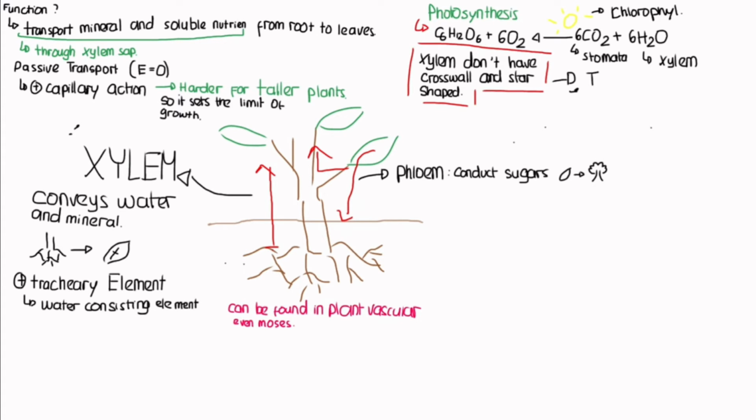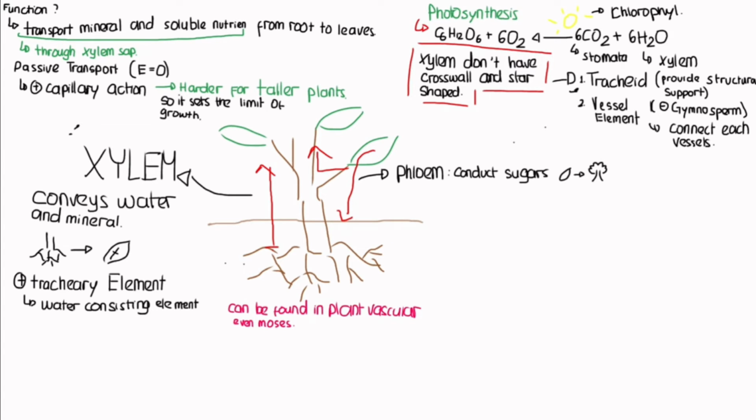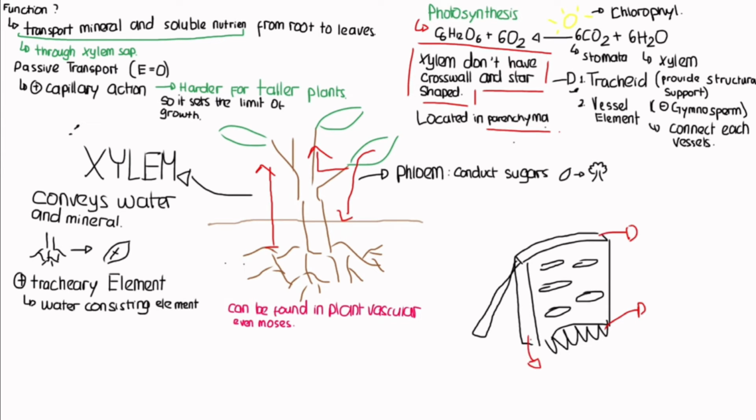Xylem is made up of several types of cells. Tracheids are long cells that help transport xylem sap and also provide structural support. Vessel elements are shorter than tracheids, but also help conduct water. They are found in flowering plants, but not in gymnosperms like pine trees. Vessel elements have perforation plates that connect each vessel element to form one continuous vessel. In a cross section of a plant, under a microscope, xylem appears star-shaped.